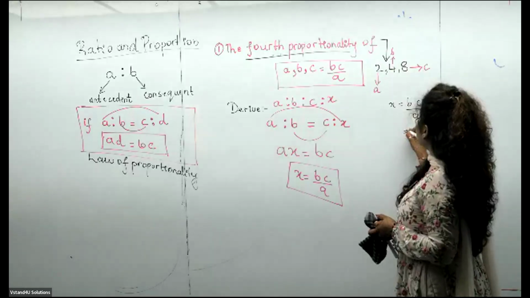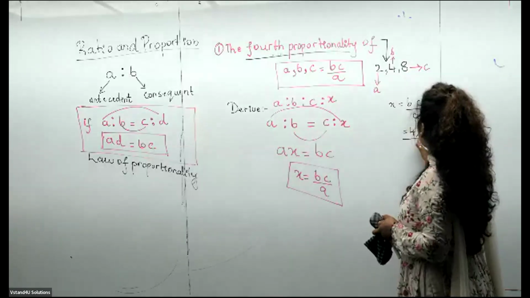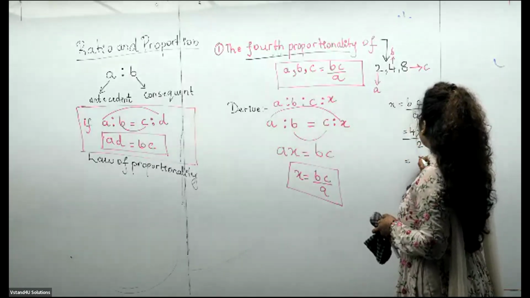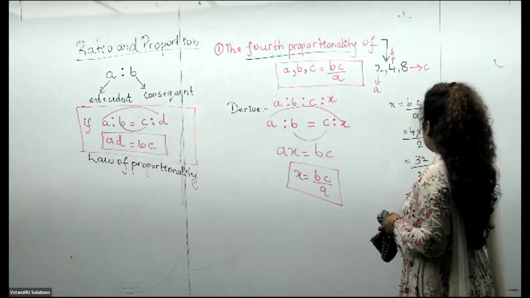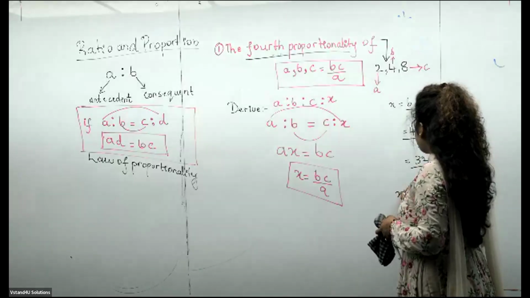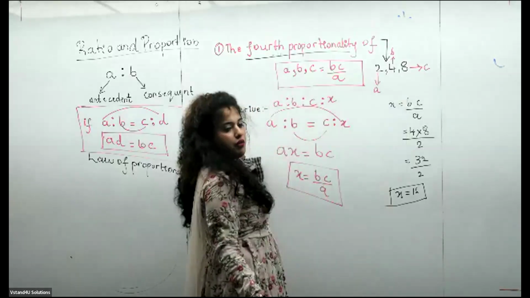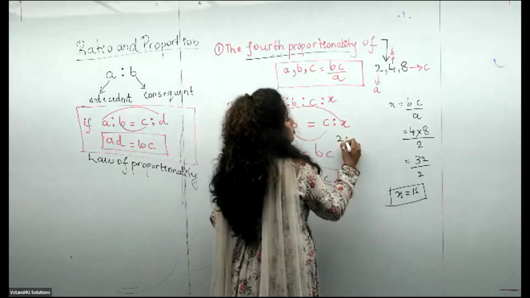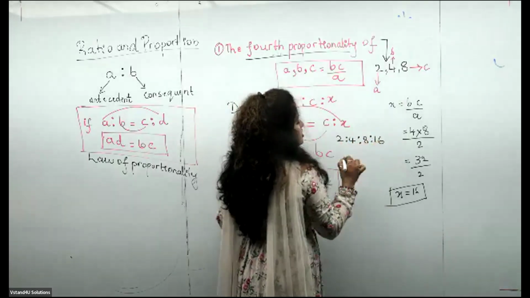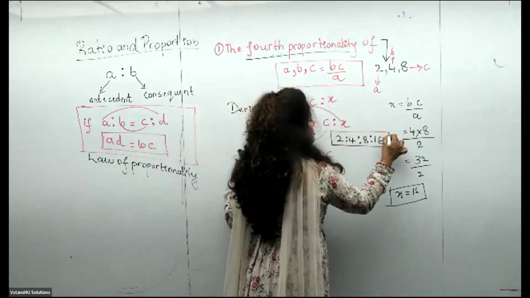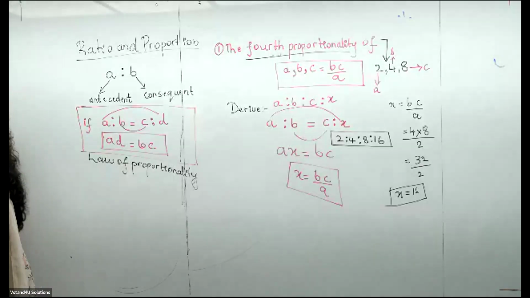What is my B value? B value is 4 into C is 8 divided by 2. 4 8s are 32. 32 divided by 2 is nothing but 16. So what is my fourth proportional value? 16. How is it represented in the form of ratio? It is 2 is to 4 is to 8 is to 16. So this is my answer. Clear? Clear, guys? My dear online students, clear?